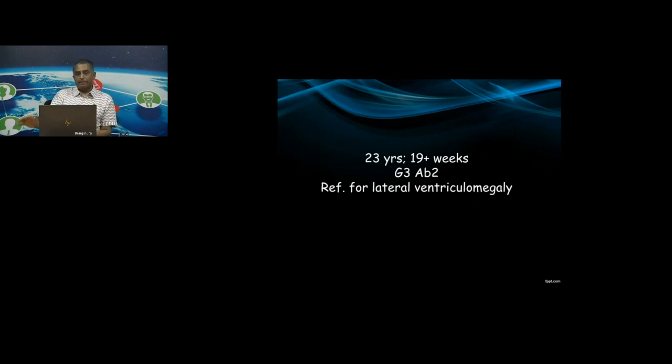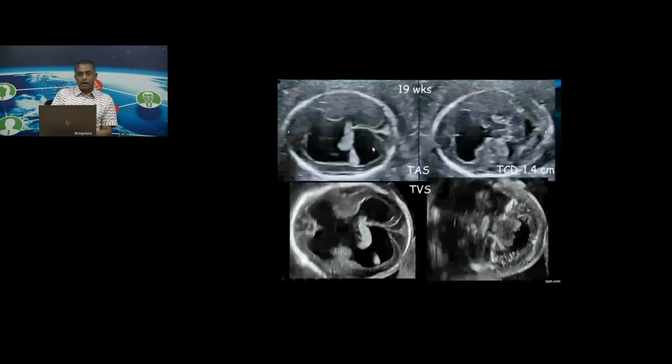Before I go to the genetic basis, let us look at another case scenario. Here is a 23 years, 19 plus weeks, G3AB2, referred for lateral ventriculomegaly. No marks given. From a mile away, you know that this is frank ventriculomegaly. This is 19 weeks. This is a transabdominal ultrasound. Now, when I look at the posterior fossa, those are the dilated ventricles. That's the dangling choroid sign. And when I look at the posterior fossa, you see that this cerebellum again is very small. TCD of 1.4 at 19 weeks will translate into less than 5th centile.